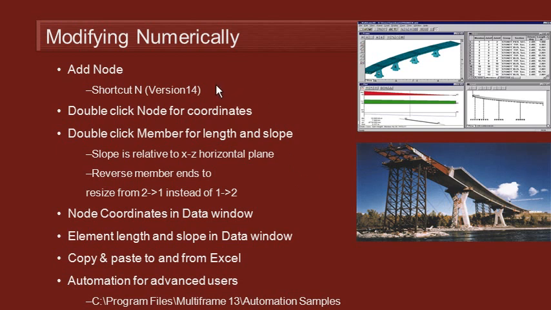We can add a node by numerical coordinates just by typing in X, Y, Z. We can also double click on any node to modify those coordinates. In a similar way, we can double click on any member and modify the length and the slope. You should note that the slope is relative to the XY horizontal plane, so it's the true angle between the member and that horizontal plane.